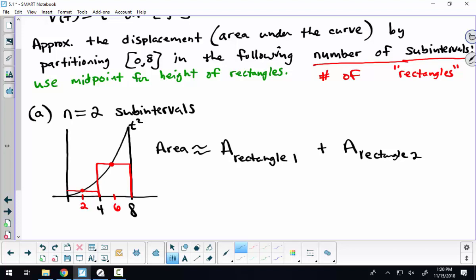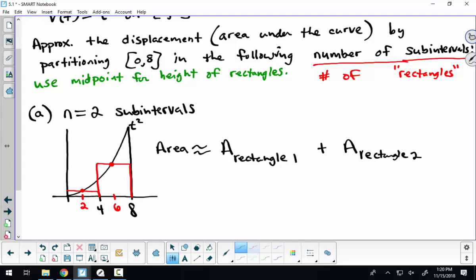So what's the area of rectangle number 1? What's the length of the first rectangle? 4. Okay, so we go from 0 to 4, the length of that rectangle is 4. What's the height of that rectangle? How are we getting the height? The function determines the height. The function evaluated at 2 determined the height of that rectangle.